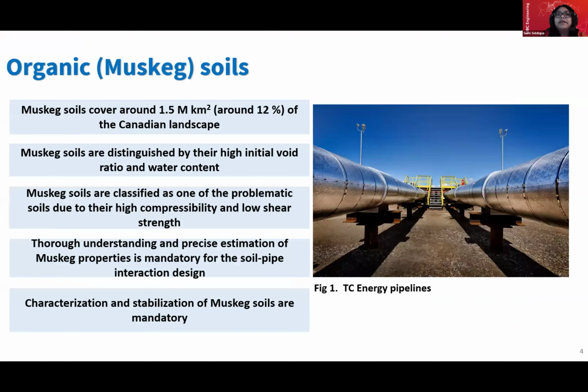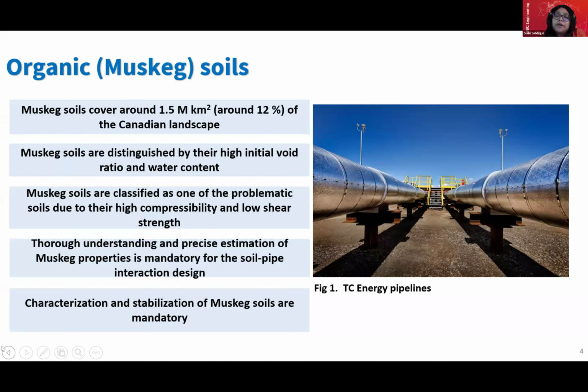So starting with the background, as I said, in Canada, organic soil is an issue, and the special type of organic soil that I'm talking about is muskeg soil, because of the energy pipelines that we have in Canada. In many parts of Canada, they are buried in this type of soil. It covers around 1.5 million square kilometers, which is around 12% of the Canadian landscape, which is huge. We cannot ignore it. And muskeg soils are distinguished by their high initial void ratio and water content.